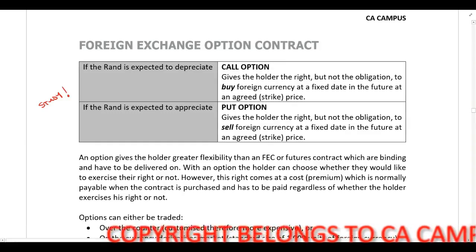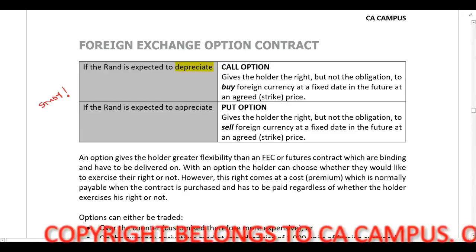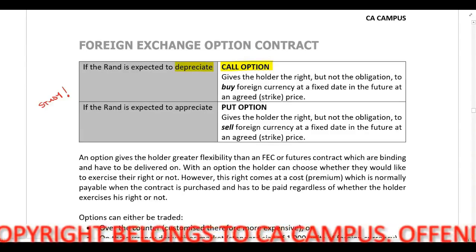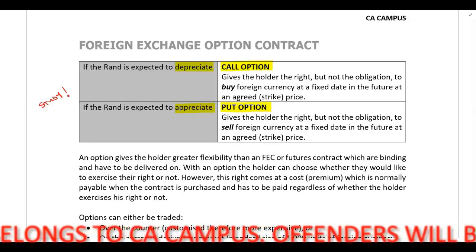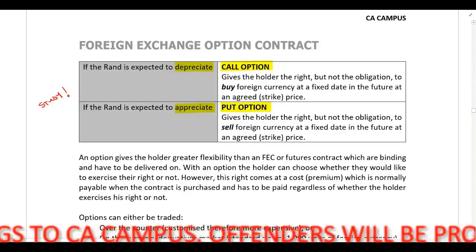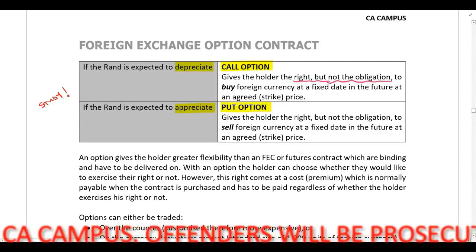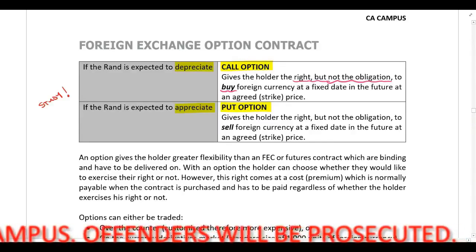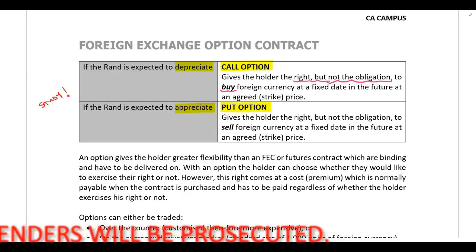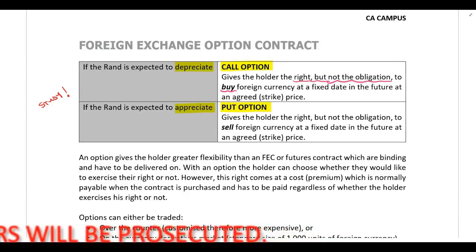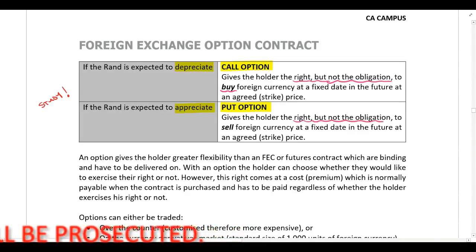If the rand is expected to depreciate, you should have a call option. And if the rand is expected to appreciate, we should go for a put option. Now, please note, a call option gives the holder the right, but not the obligation, to buy foreign currency at a fixed date in the future at an agreed upon or a strike price. Whereas on the other hand, a put option gives the holder the right, but not the obligation, to sell foreign currency at a fixed date in the future at an agreed upon price or the strike price at that date in the future.